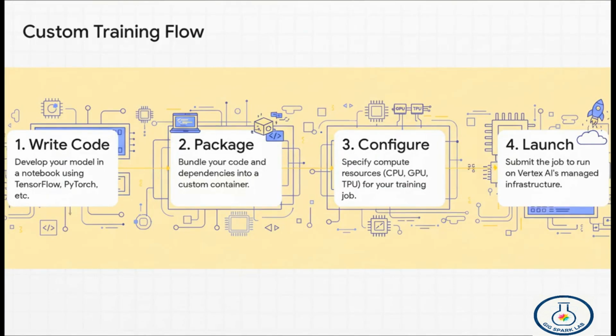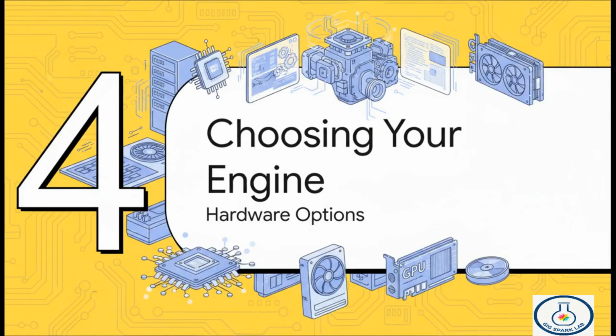You'll start by building your model in a familiar spot, like a Jupyter notebook. Then, you package it all up, tell Vertex AI what kind of computing power you need, and then you just launch it. From there, Vertex AI handles all the heavy lifting of scaling and infrastructure so you can focus on building something truly special.